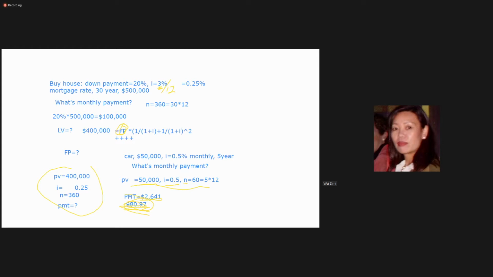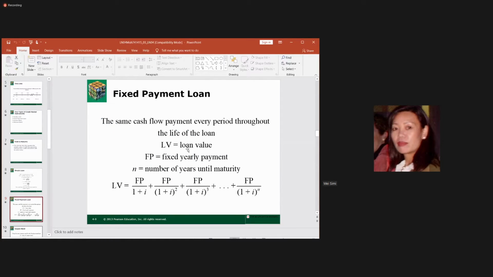So, okay, good. We exercised twice on this kind of subject. We'll go to the next one, next level. Okay, so this is fixed payment. See how complicated? So we'll use the calculator, very easy. Okay, use the calculator.